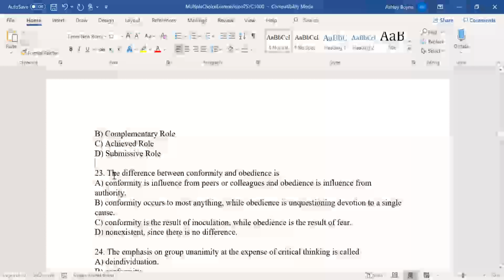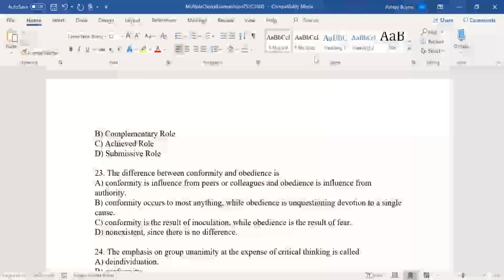Sheldon is the oldest of his siblings. When he's left at home with his siblings, he knows he has the responsibility to take care of them. When his parents come home, however, he feels like he can be a child again. This is an example of A, attribution, B, attitude, C, attraction and love, or D, role theory. Okay, great. Yes, so the answer is D. This is an example of role theory.